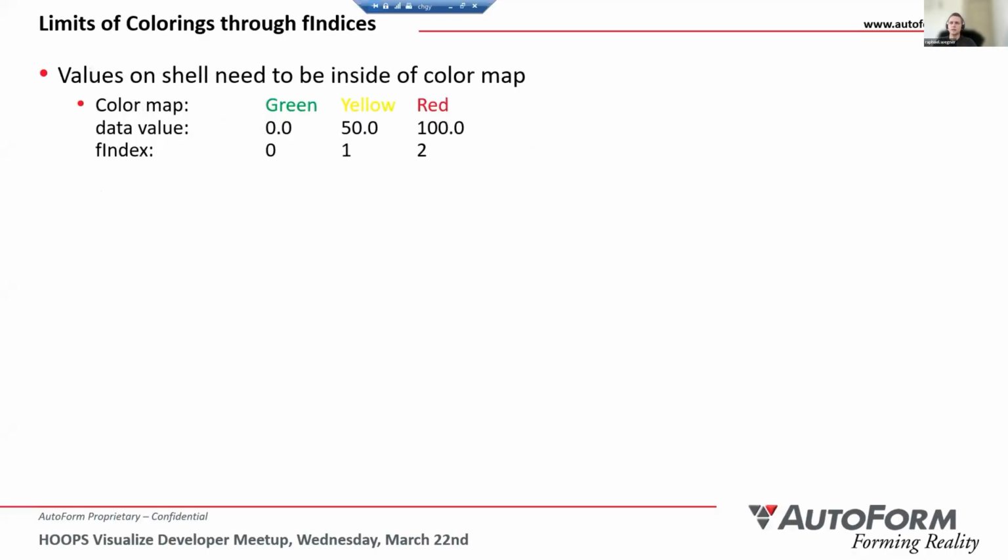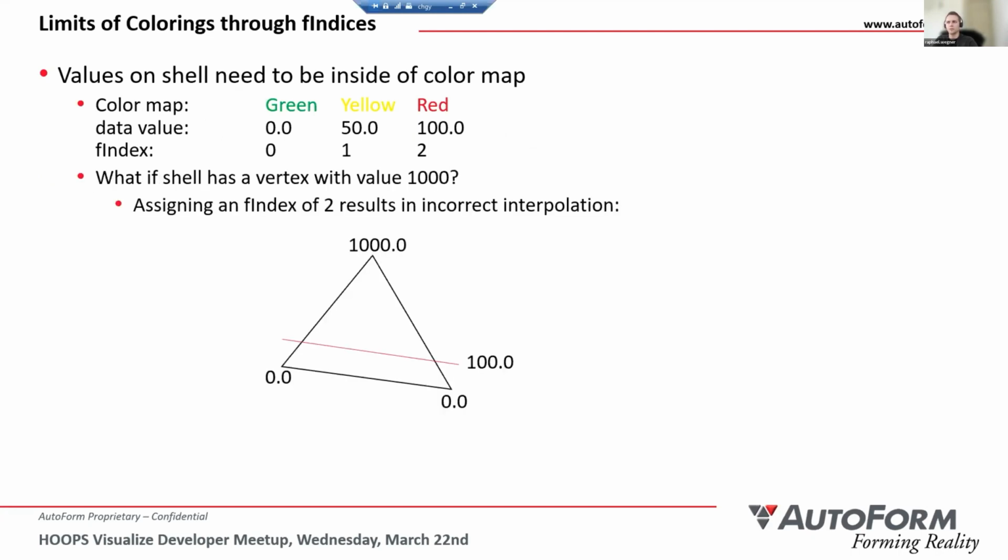Our second use case is just continuously interpolating data on a shell. So imagine you have a color map from green over yellow to red, and green corresponds to a data value of 0, red to 100. You use f-indices 0, 1, and 2. Not too complicated so far. And as long as your data on the shell is really within that range between 0 and 100, there's no problem. However, as soon as you go outside of that range, things get quite complicated.